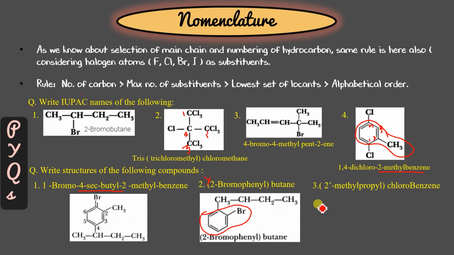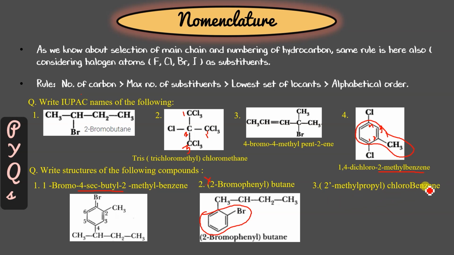Next structure was actually also asked in the paper, wrong, but I have corrected it over here. Okay, and the correct things I have written over here. So the question next is 2-methyl propyl chlorobenzene. Okay, so how to draw the structure?